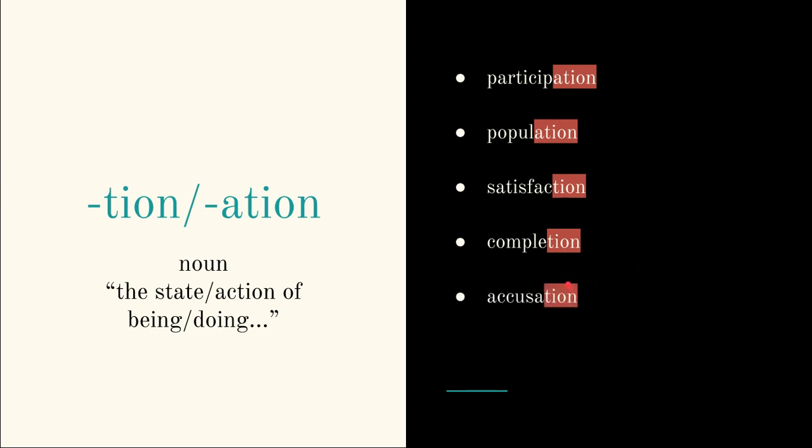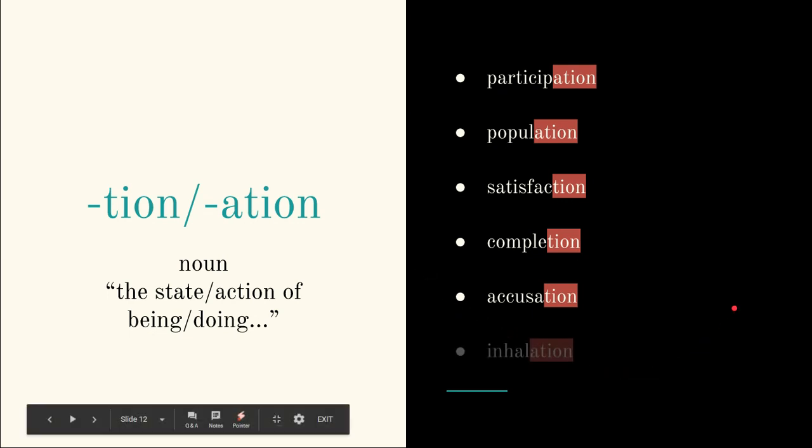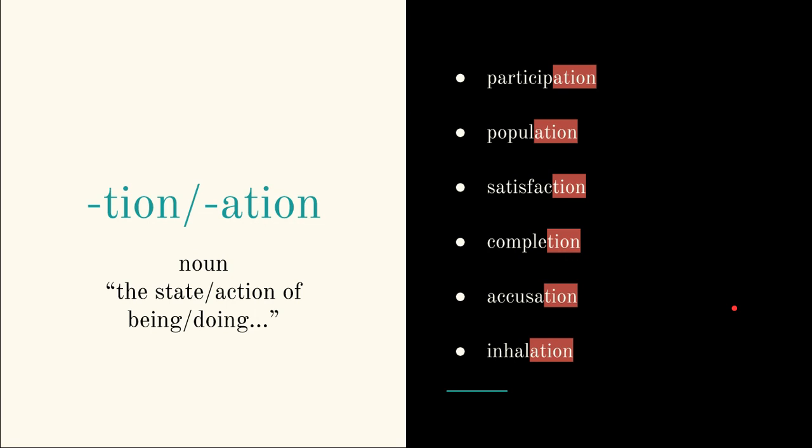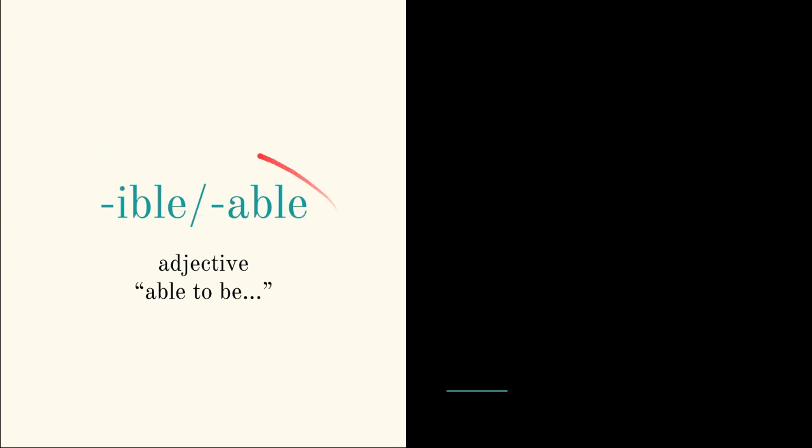Okay, accusation is like the state of accusing someone of doing something. You don't accusation somebody, you accuse them. Accuse is the verb, or you make an accusation, where make is the verb and accusation is the noun. And then inhalation, okay, you inhale, or you could say, that was a big inhalation. It's the thing you do. So it's a noun. And then able, and able is another pretty easy one because it means able to be something or able to do something.